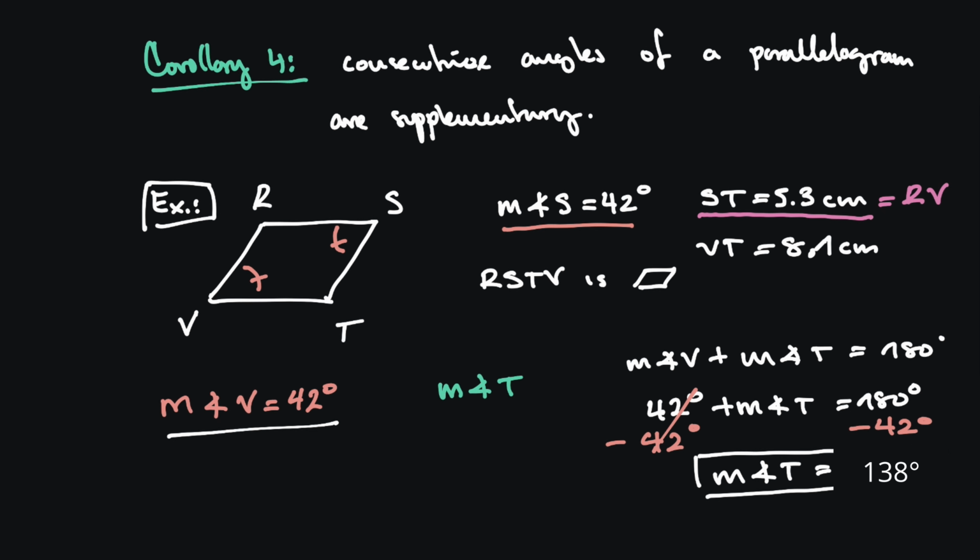And also for this one, VT, that is 8.1. This one right here is VT. Then we have the measurement of RS. So this is RS, right? So we're looking basically for this. So there you go. That's how you use corollaries to find information in a parallelogram.